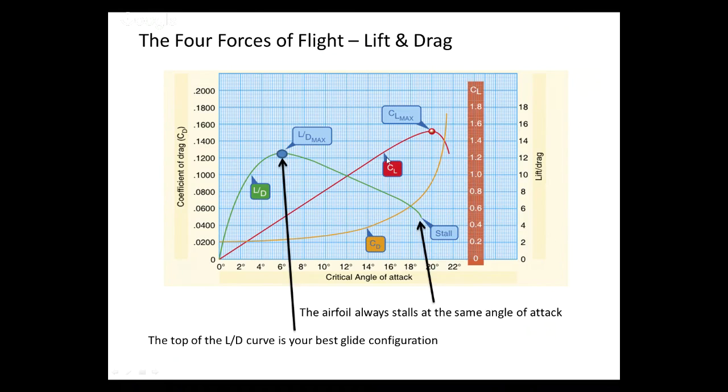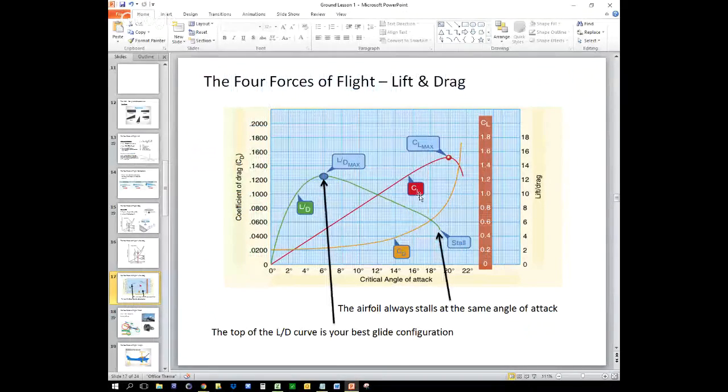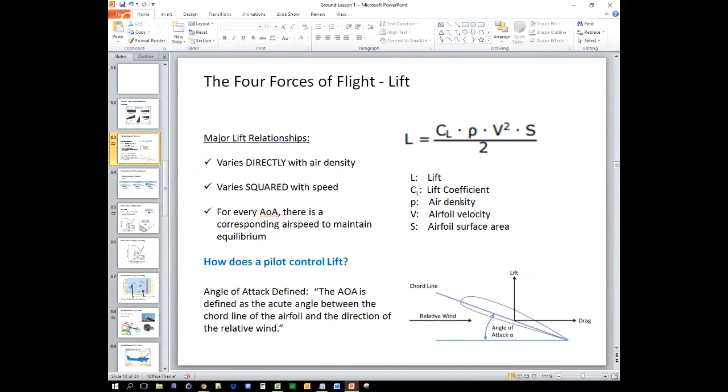Now you'll notice there's other lines on this chart too. So for instance, CL, I'm going to go back to the lift equation here. CL is what's known as a lift coefficient, and it's a value that's tested through flight testing. You can either get it in the pilot's operating handbook for the aircraft, or sometimes you can Google it, like Cessna 172 lift coefficient. So that's specific to each airplane that you're flying.